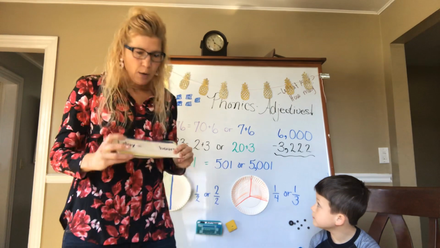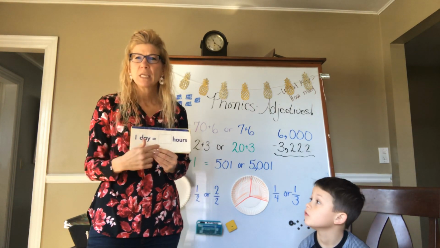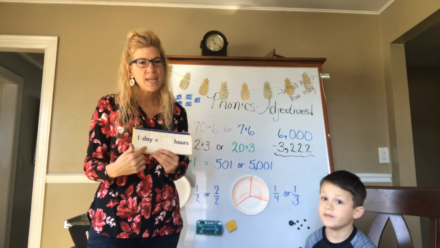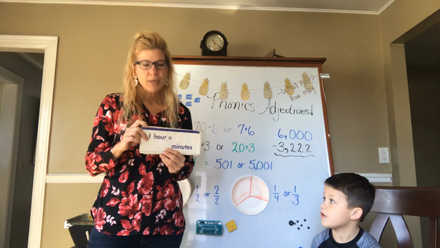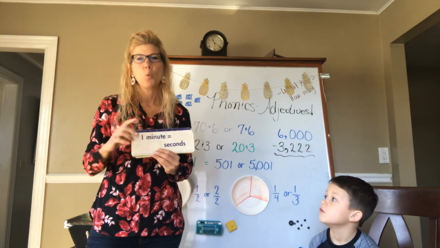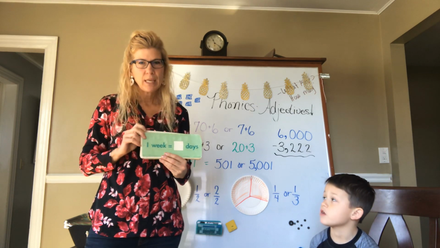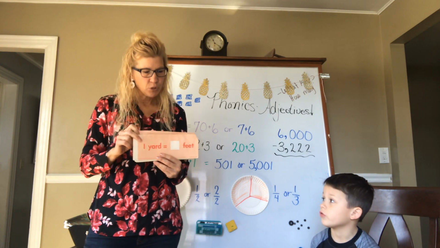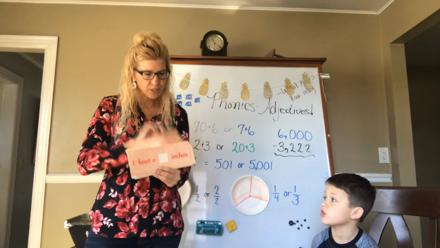The first thing that I want to go over is our facts. I know this, so say it with me, please. 1 day equals 24 hours. 1 hour equals 60 minutes. 1 minute equals 60 seconds. 1 week equals 7 days. 1 yard equals 3 feet. 1 foot equals 12 inches.